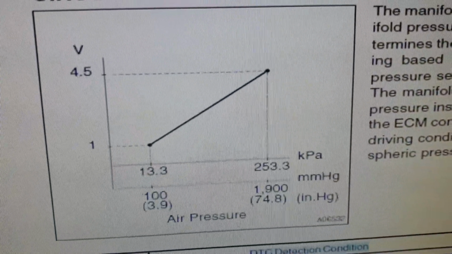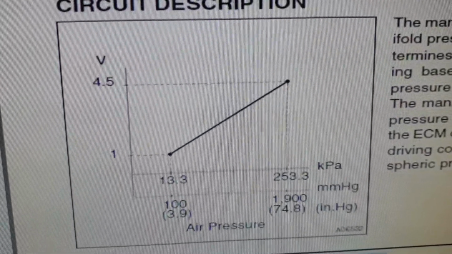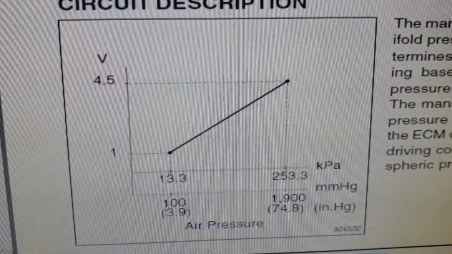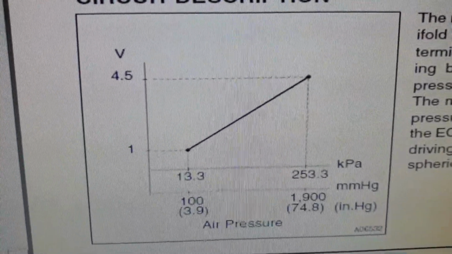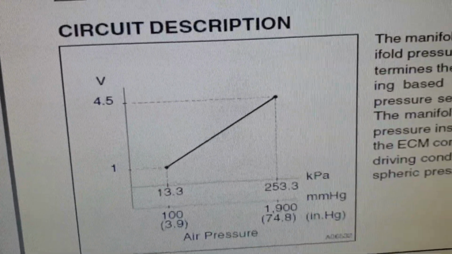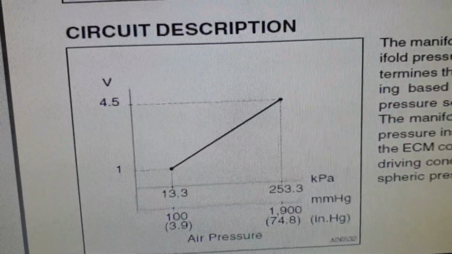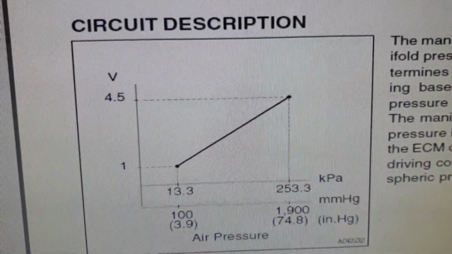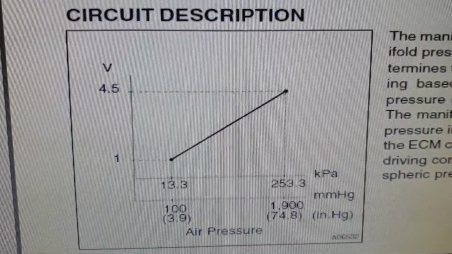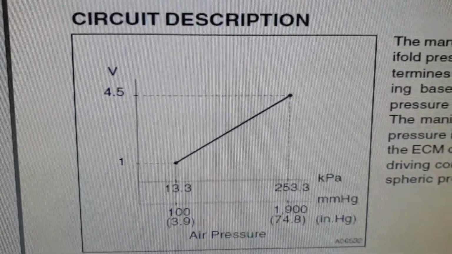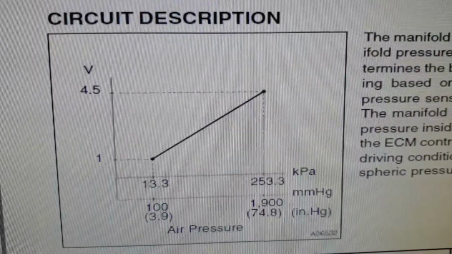As you can see, at 13.3 kilopascal, which is approximately 1.9 psi, the voltage would be 1 volt. The manifold absolute pressure sensor output voltage would be 1 volt. So as the manifold absolute pressure increases inside the inlet manifold, the voltage also increases.